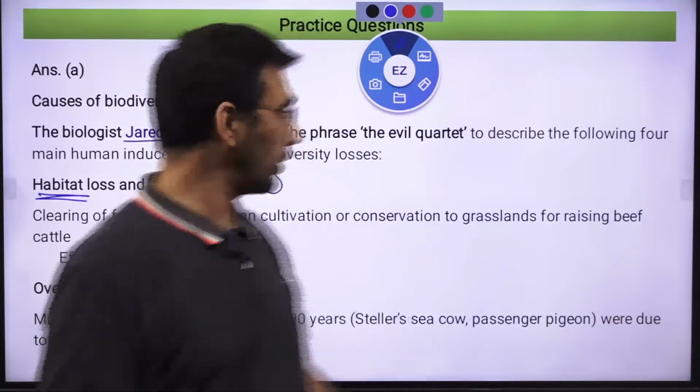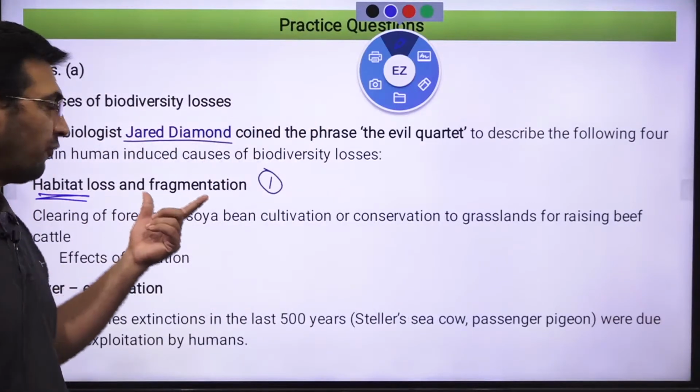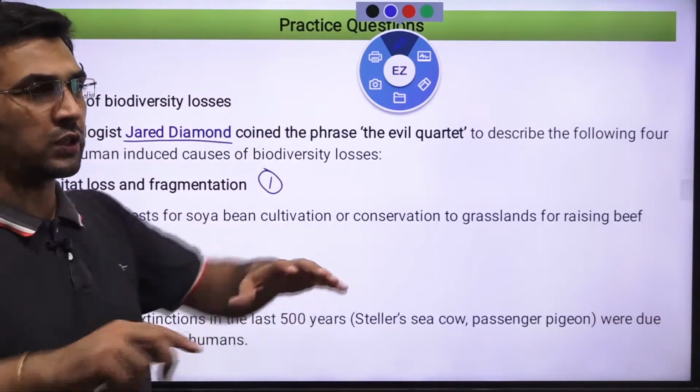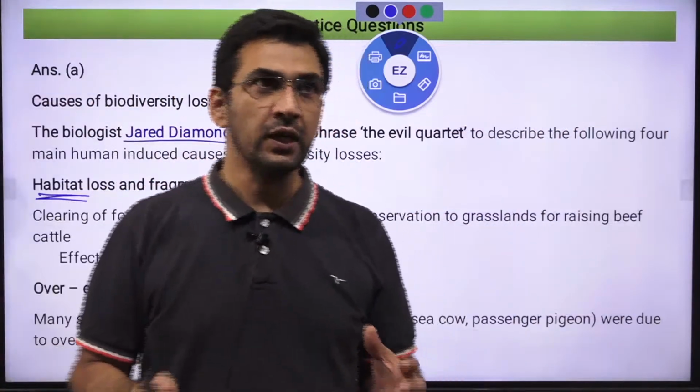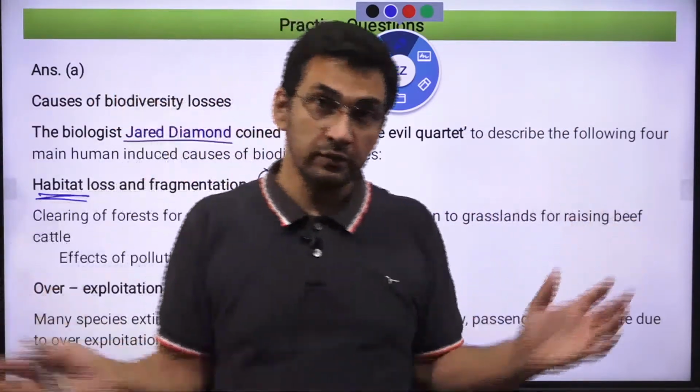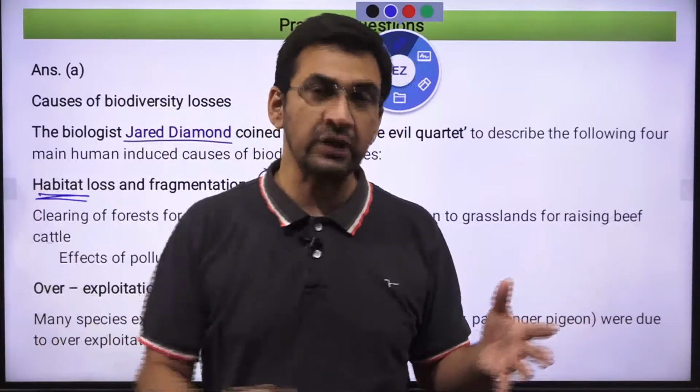That is one thing, so we call it habitat loss. And fragmentation. There are many areas, for example, you have a large forest. Earlier it was a single unit, but now what you have done is you have constructed roads through it.